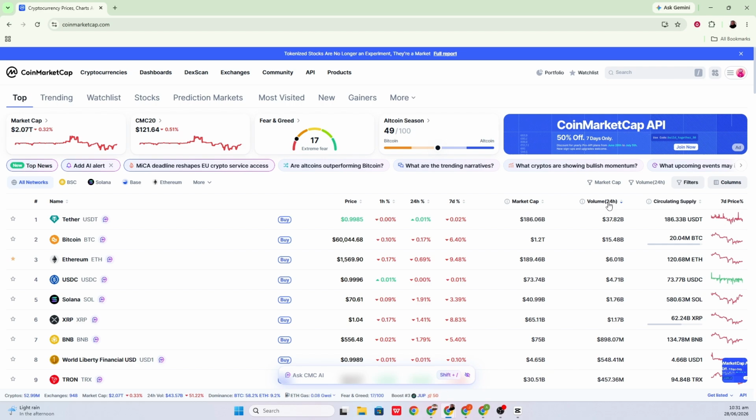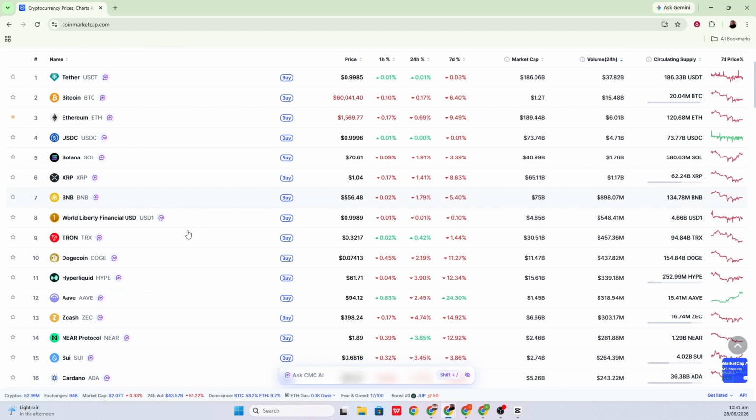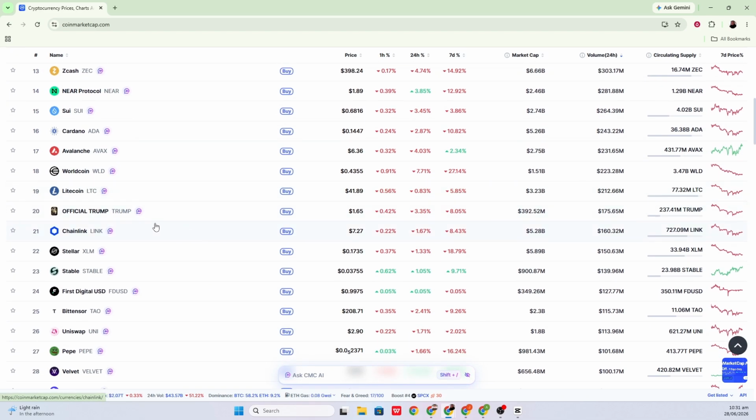Review the list and look for coins outside of the top 20 that have a high volume to market cap ratio. Focus on coins where the 24-hour trading volume is around 20% or higher compared with the market cap. Review these coins for increased trading activity and potential price movement.